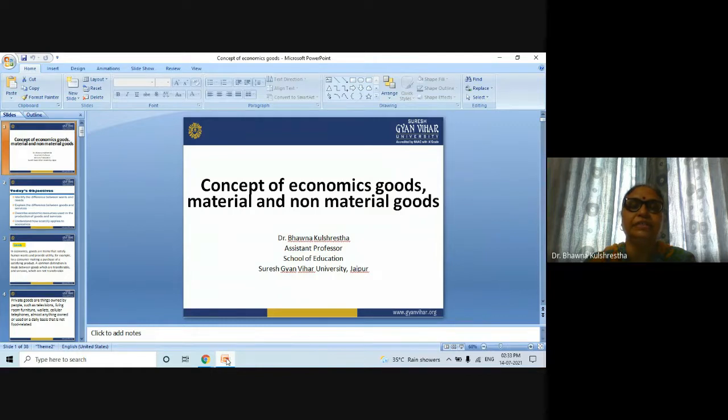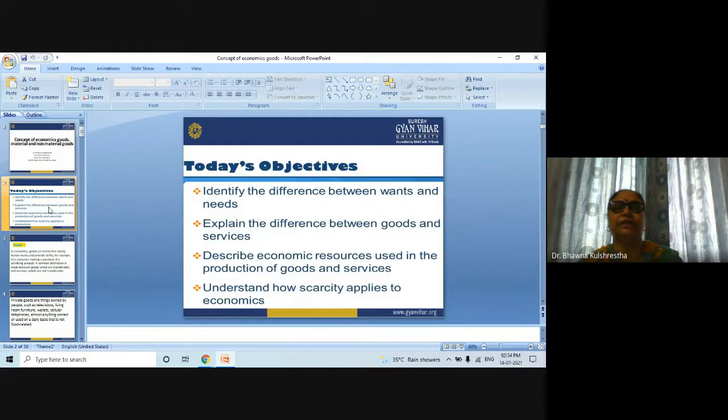Topic is the concept of economic goods, material and non-material goods. This is the topic. Here I will teach you the concept of economics. First of all, these objectives.